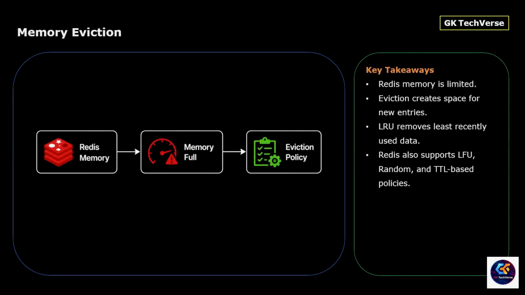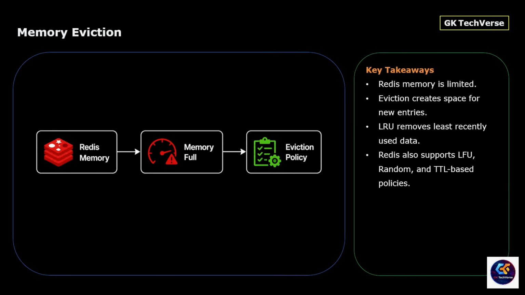Redis is an in-memory database. That means every cache entry consumes RAM. Unlike disk storage, memory is limited. So what happens when Redis runs out of memory? Redis does not automatically increase its memory. Instead, it follows an eviction policy. An eviction policy decides which cache entries should be removed to make room for new data.